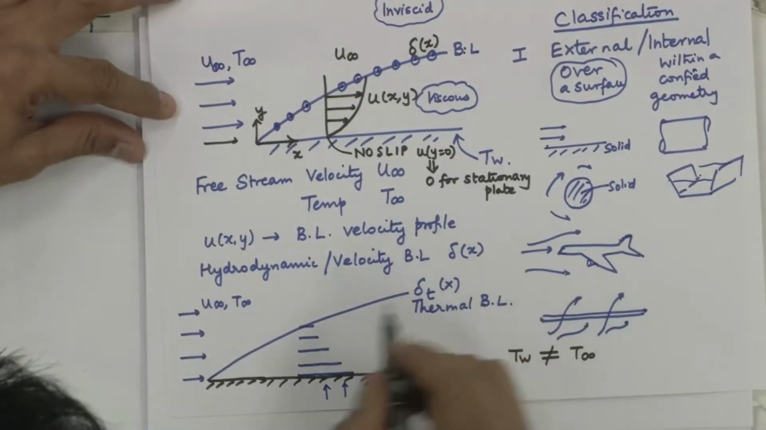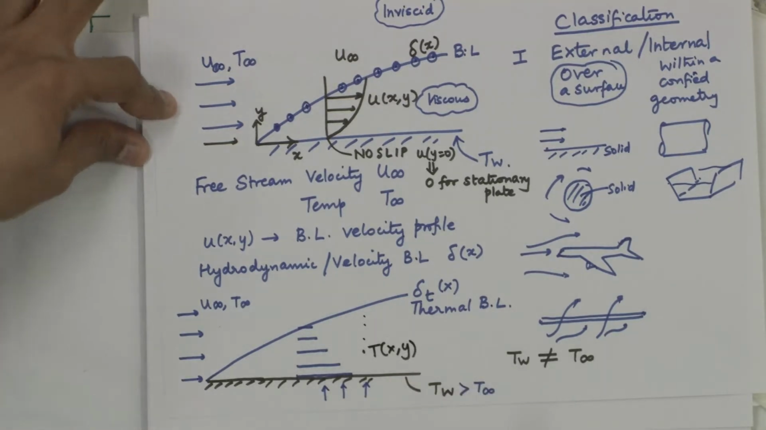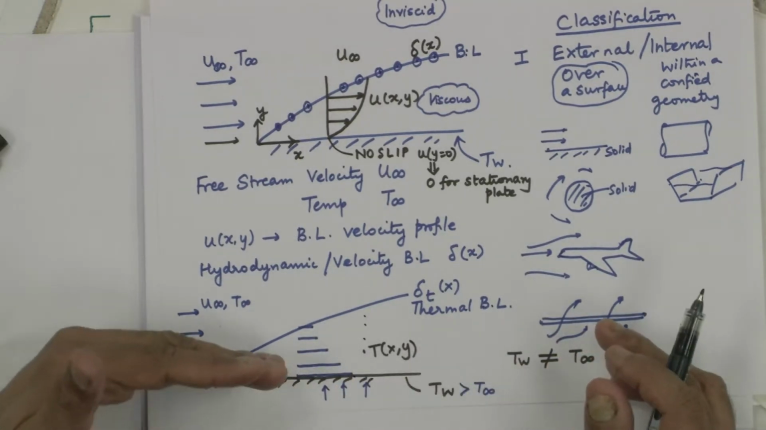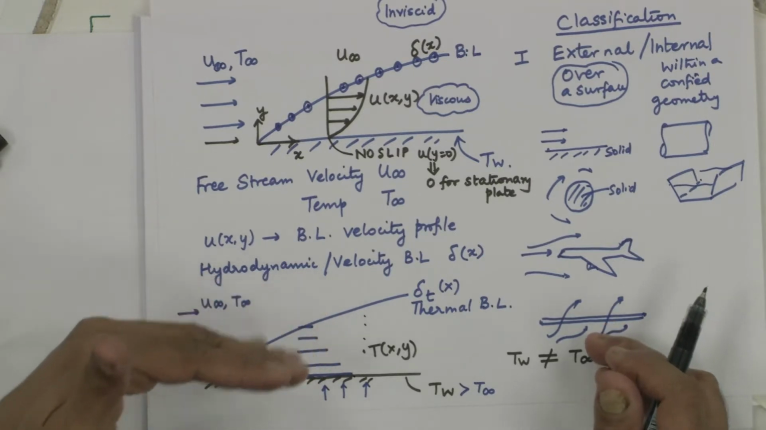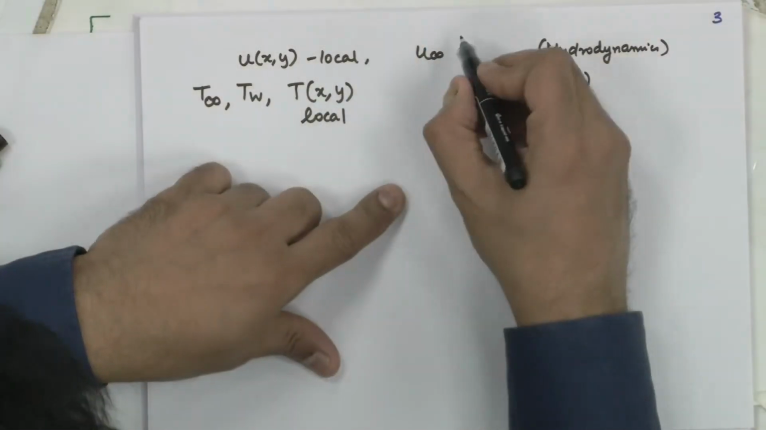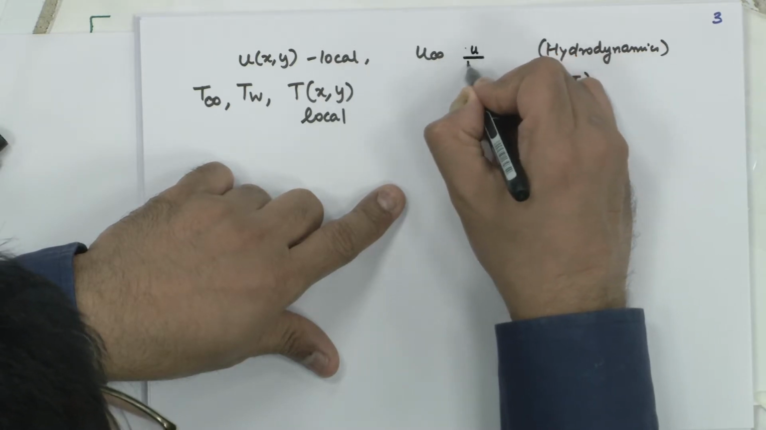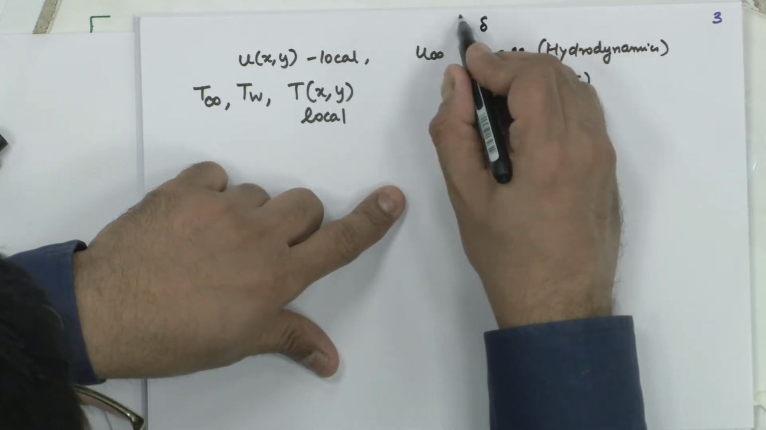Fluid temperature at every point here is T of x comma y. Is this the same? Is it going to remain constant? No. I am going to have T of x comma y at the wall equal to T wall, and it progressively decreases. So, the effect of the presence of the heated wall is felt lesser and lesser as I move away from the wall, and the locus of the point here, what was your delta defined as in hydrodynamics? Delta refers to a situation where u by u infinity is 0.99, delta definition.